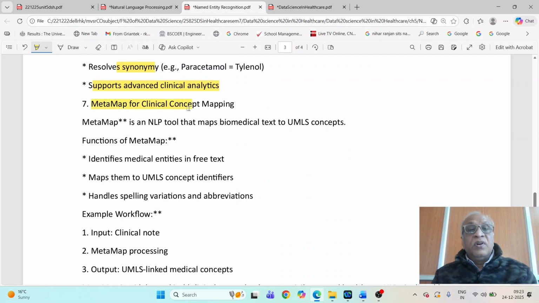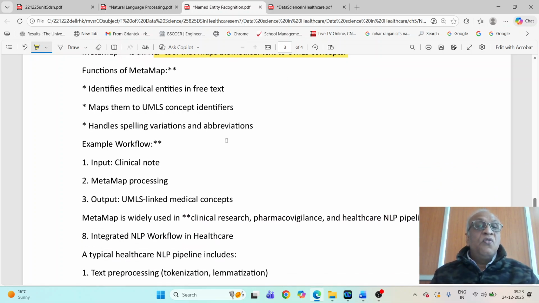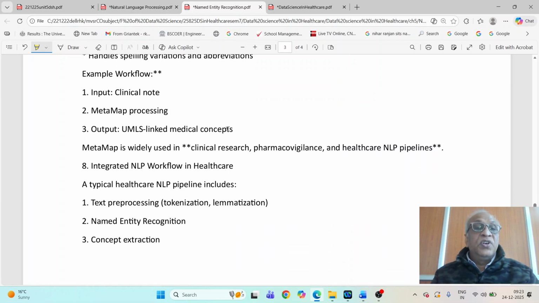MetaMap, again, is used for clinical concept mapping. It's an NLP tool. What it does is it maps biomedical text to UMLS concepts. Functions of MetaMap are: identifies medical entities, maps them to UMLS concepts, handles spelling variations and abbreviations. What is the workflow? The input given is a clinical note. MetaMap starts processing. The output is a UMLS-linked medical concept.